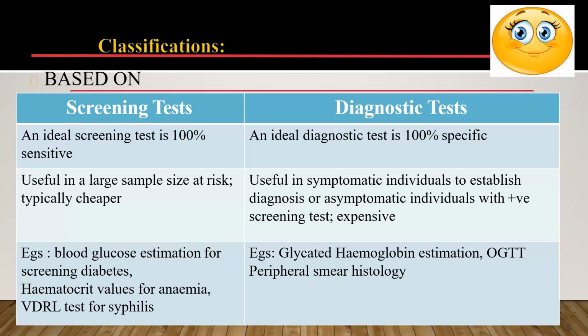Diagnostic tests, on the other hand, are those which are 100% specific. They are generally gold standards for those particular diseases. They are useful in symptomatic individuals to establish the diagnosis, or asymptomatic individuals with positive screening tests, and they generally tend to be on the more expensive side. Examples are the glycated hemoglobin estimation, or your HbA1c, your oral glucose tolerance test, which is very commonly done postprandially to evaluate the blood glucose tolerance, and peripheral smear histology.